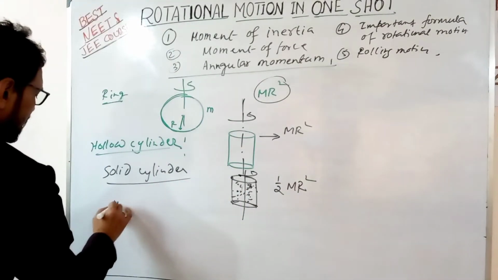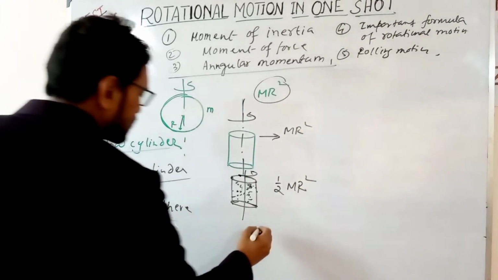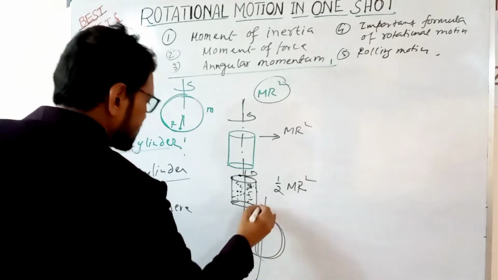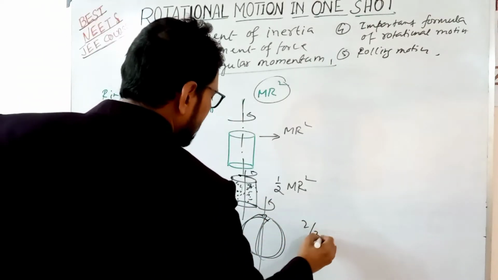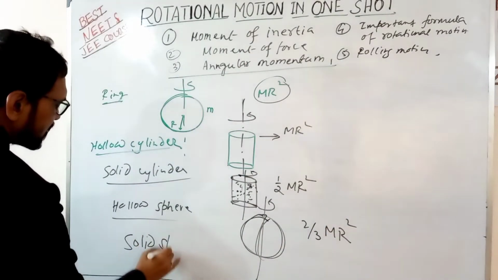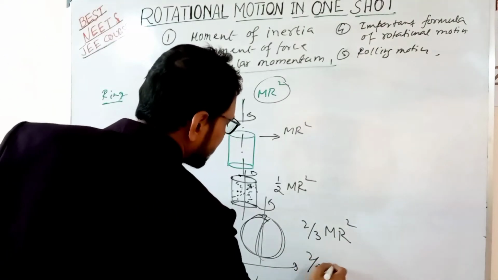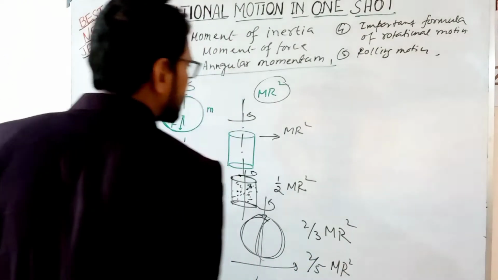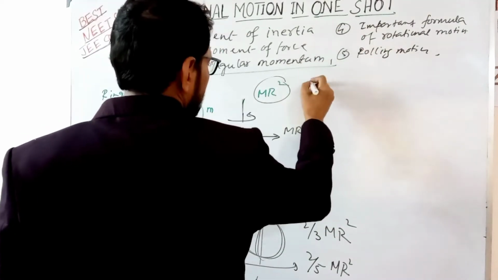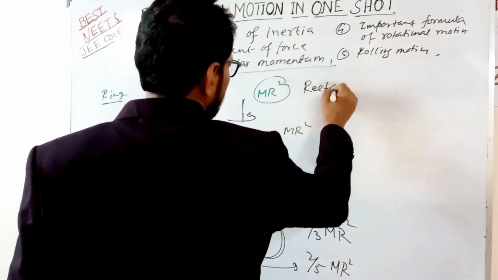Now the hollow sphere. This is a hollow sphere. Suppose the axis of rotation is this. The formula will be 2/3 m r square. Now the solid sphere. For a solid sphere, the result will be 2 by 5 m r square. Now the rectangular lamina.